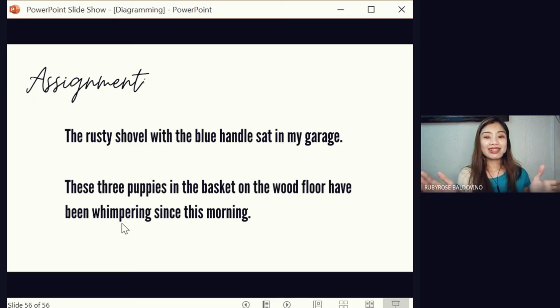So that's the end of our lesson on sentence diagramming. Let me know if you want to have the second part of sentence diagramming, or if you would like to go for syntax structures. Let me know in the comment section below.